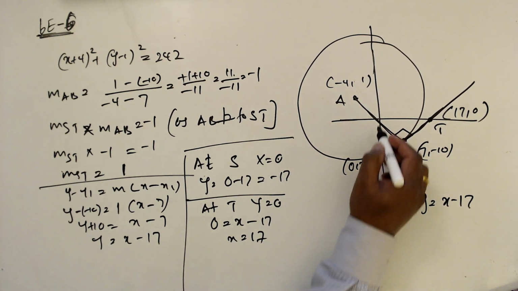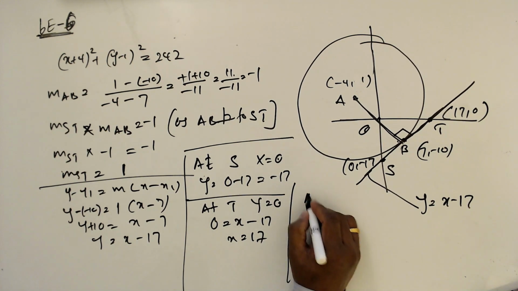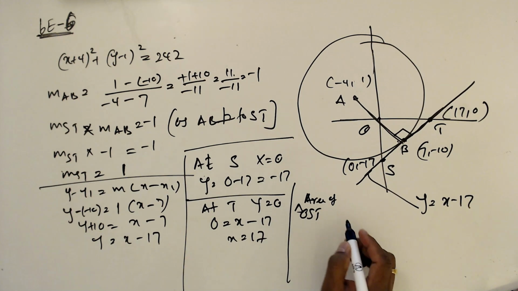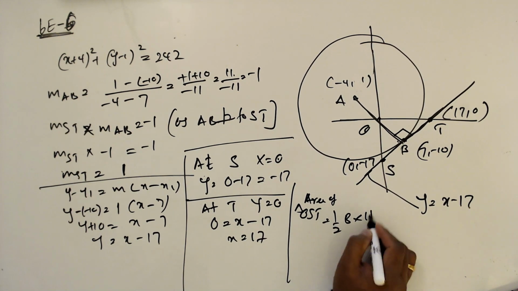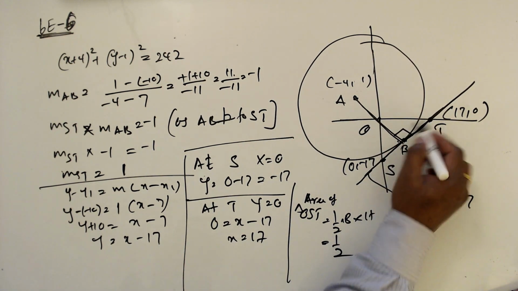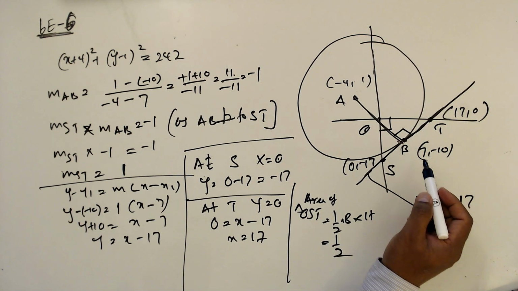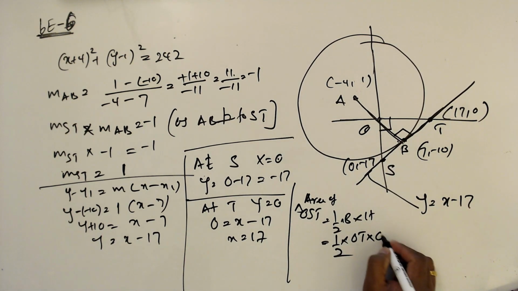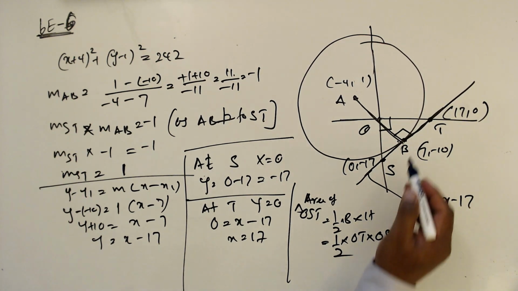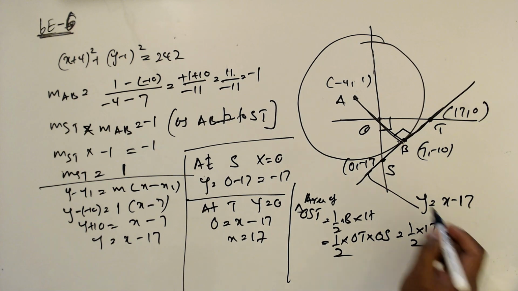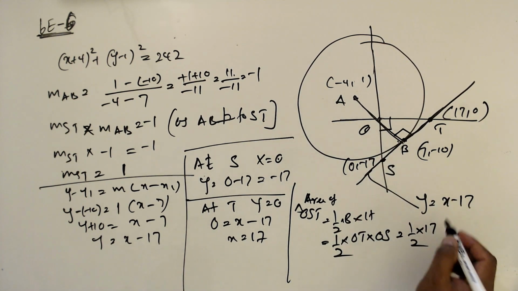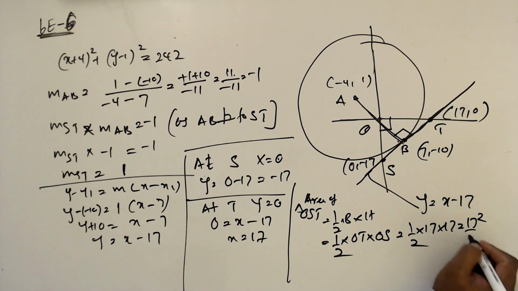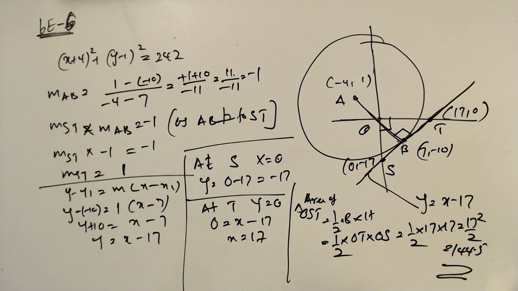Hence, find the area of triangle OST. It means half base times height. This is triangle OST. This is 90 degrees. If I take this base OT, then OS is going to be the perpendicular height. So half times OT, we know this is 17 units, and OS we know again 17 units. So 17 squared over 2, which is 144.5 unit squares.